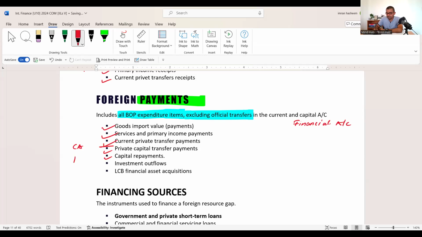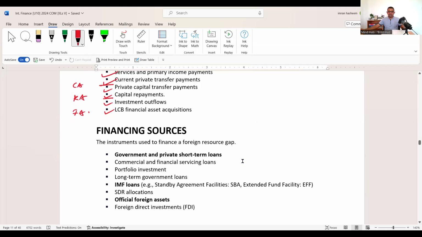So capital account is done, K for capital. Then from the financial account, we take investment outflows and LCB financial asset acquisitions. LCB investing in bonds and other kinds of financial assets. So that is our FA financial account, current account, capital account, financial account items. Okay, inflows, outflows. We are clear? Inflows and outflows. So the gap is the difference between the two.